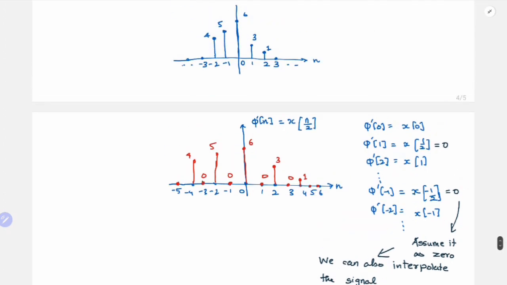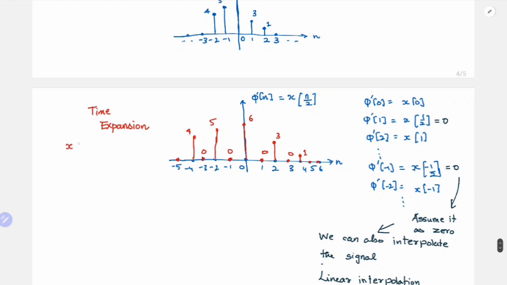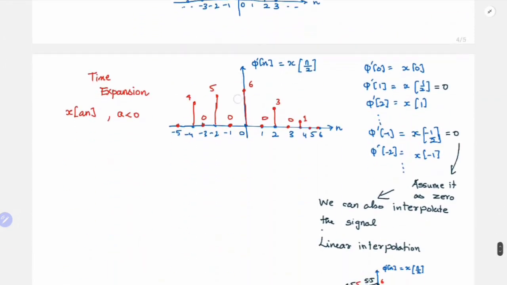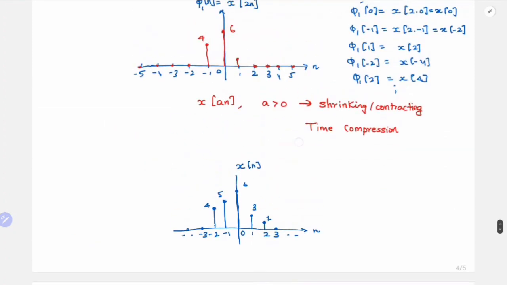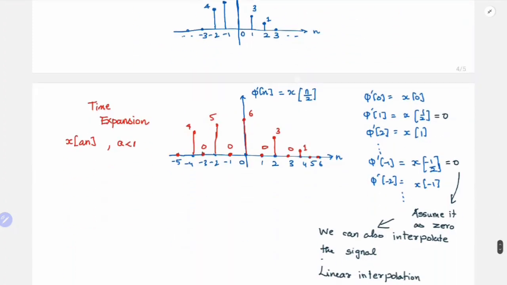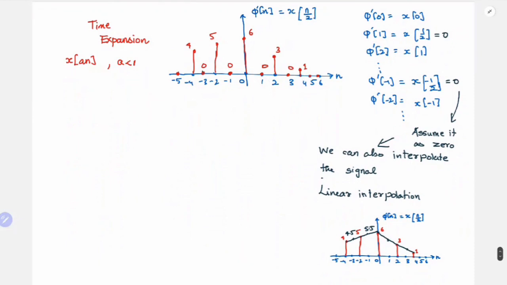And again, as you have seen here, whatever is at 2 has shifted to 4. So this is like a time expansion. And in general, x of an for a less than 0, again this is less than 1 and this is greater than 1, I'm sorry for that. For a less than 0, it will be negative and it will involve time reversal. Next we'll see that one.